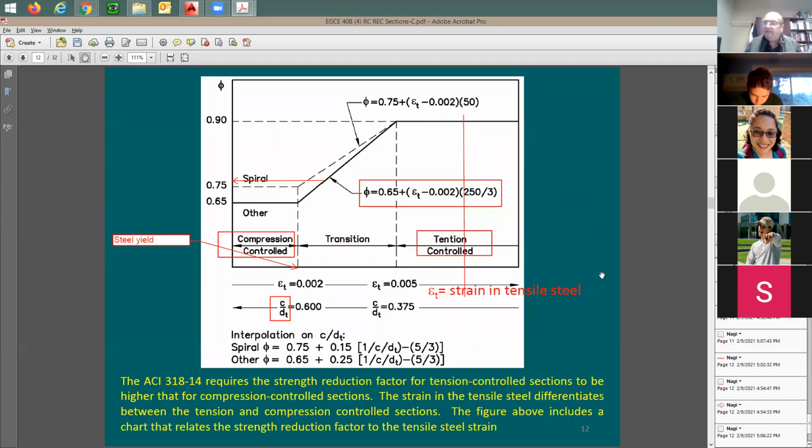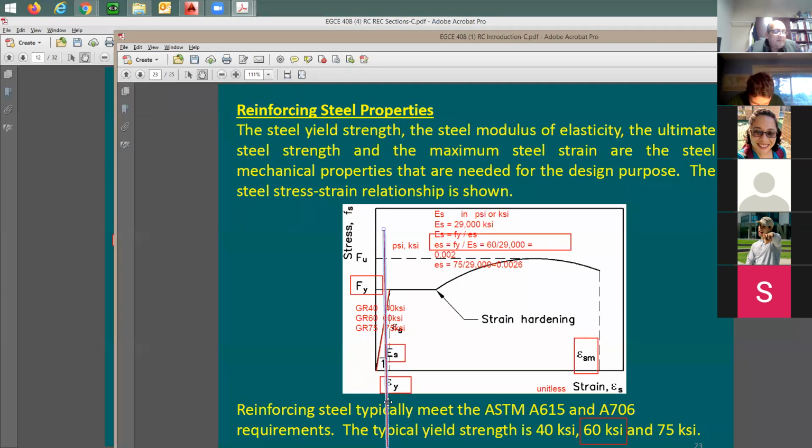So physically, if I may ask here, what is the big difference between tension control and compression control in performance? Now, this is not gonna be a design issue, this discussion. This is gonna be about performance issue. In tension control, look at the strain in the steel. You're gonna be in here. When the beam is reaching the maximum capacity, the steel has been already yielding.